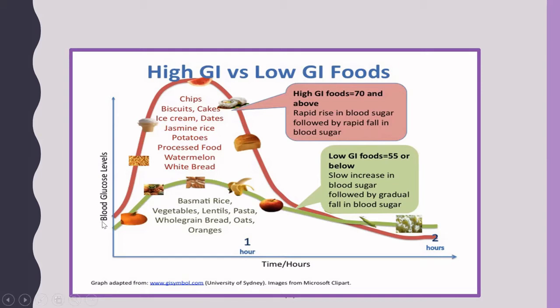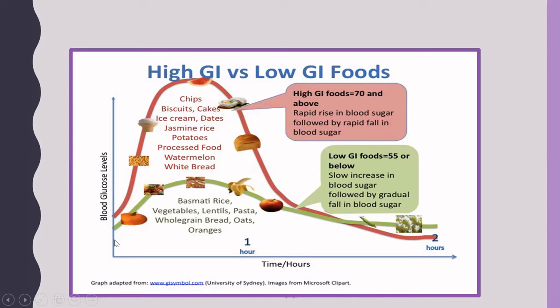Whereas when we consume high GI foods like white bread, watermelon, processed food, potatoes, jasmine rice, ice cream, dates, biscuits, cakes, chips, these are considered as high GI foods. What happens to the blood glucose levels? They rise very sharply and even in an hour they reach the peak. The blood glucose levels reach about 300 or 400 and then also fall sharply, then reach about 60, 70, 80 mg per deciliter.